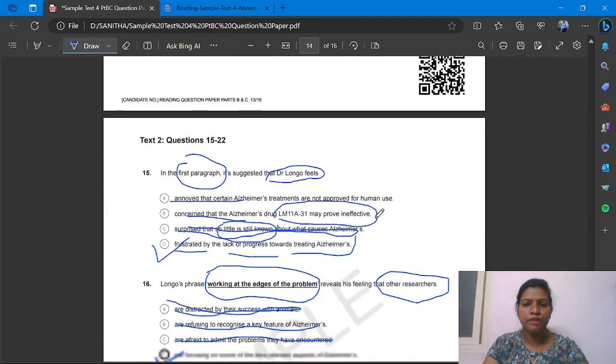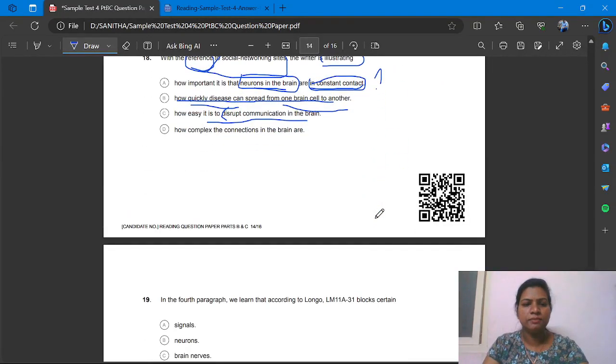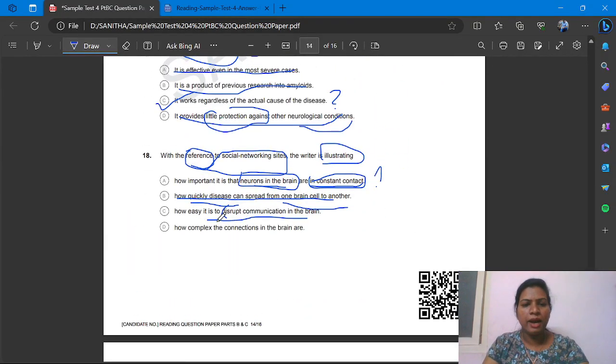What is the option here? How easy it is to disrupt communication in the brain? No, nothing. It is not saying how complex the connections in the brain are. So what is the answer here? It is: how important it is that neurons in the brain are in constant contact.